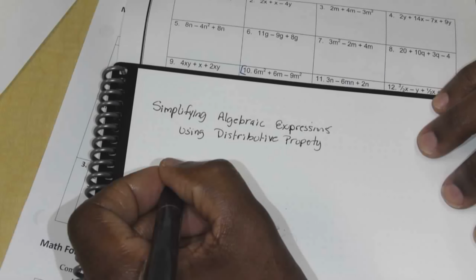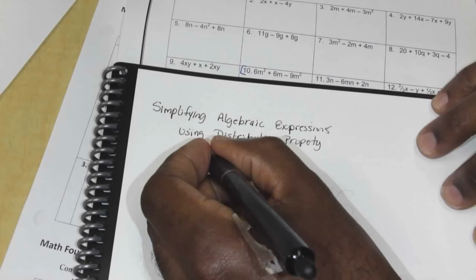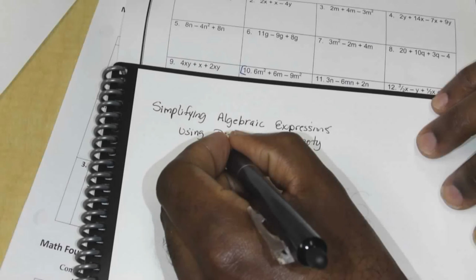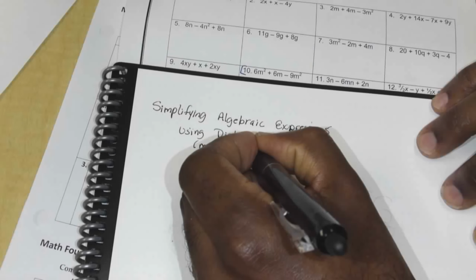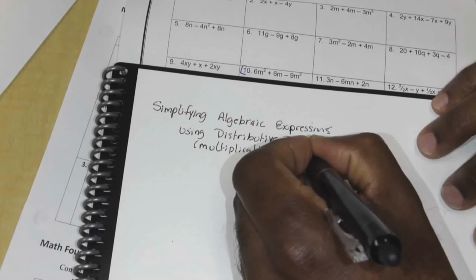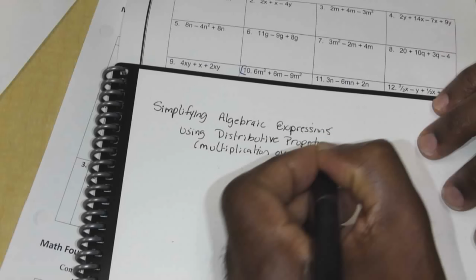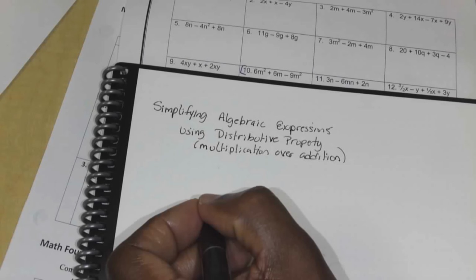Now, the distributive property is actually called multiplication over addition. All right, multiplication over addition. So let's practice.